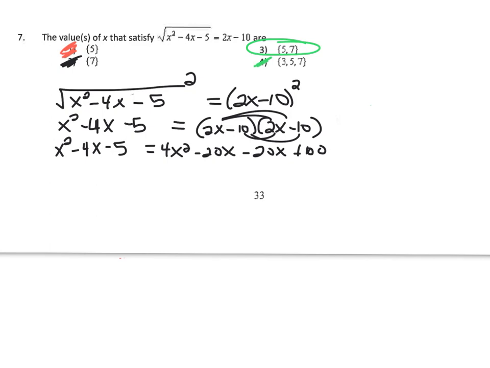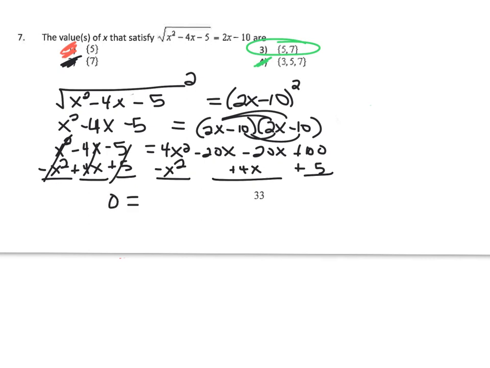I'm going to bring everything to the right-hand side of the equation because 4x squared is bigger than 1x squared, and I want my leading coefficient to be positive. So I'm going to just subtract this x squared from both sides. I'm going to add the 4x to both sides. And I'm going to add the 5 to both sides. Okay, so on the left-hand side, at least, we have 0. And on the right-hand side, 4x squared minus x squared would be 3x squared. And then negative 20x and positive 4x would combine to give me negative 36x.